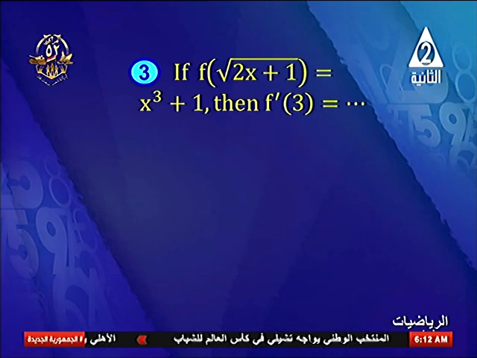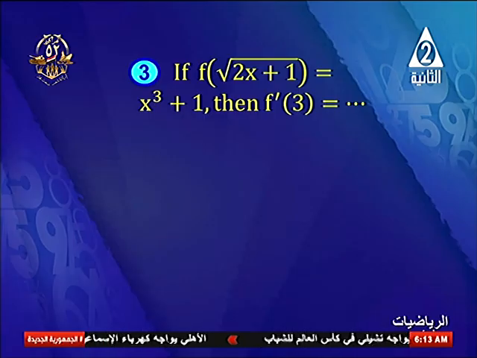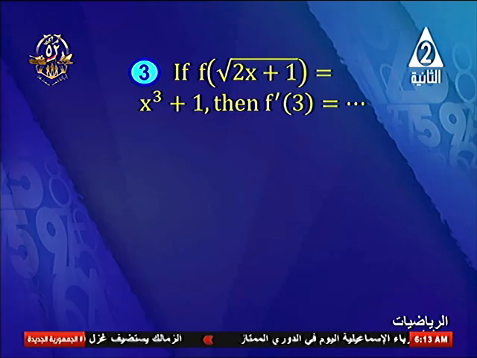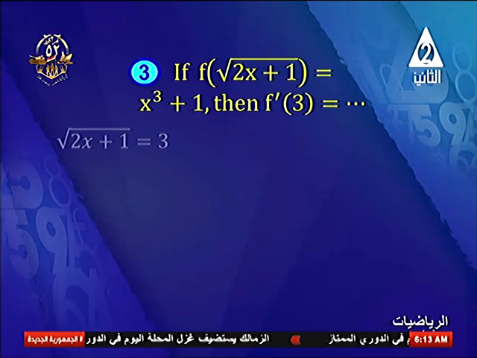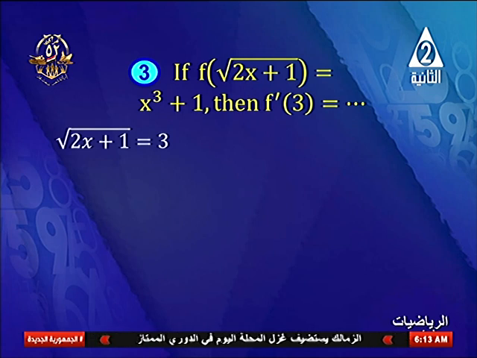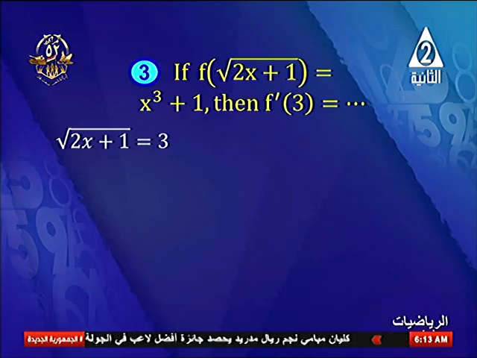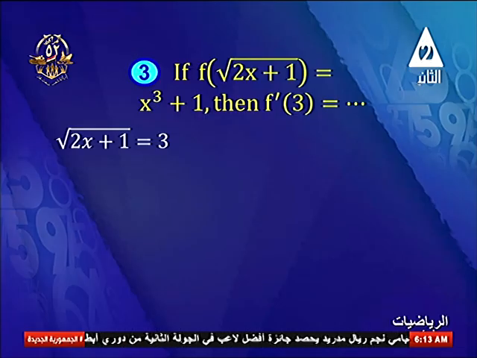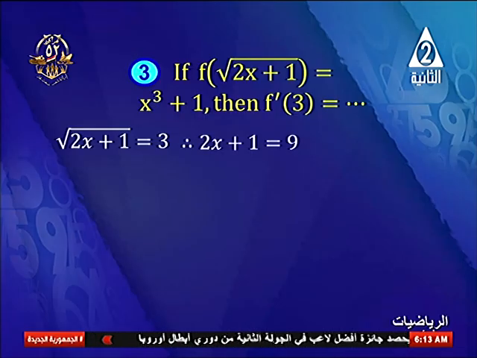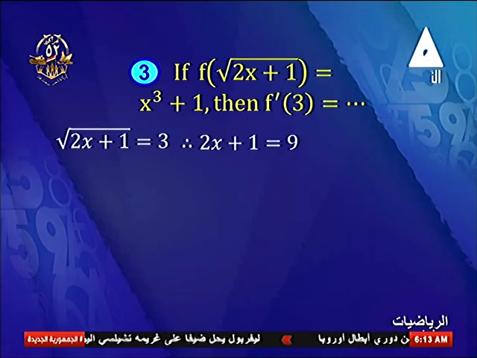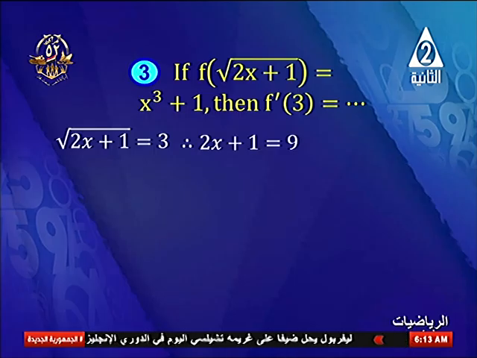Look at the first: f of square root 2x plus 1 equals x power 3 plus 1. Then the square root 2x plus 1 equals 3. What is the root which equals 3? Square root 9. Therefore, 2x plus 1 equals 9. In this case, 2x equals 8. Dividing by 2, x equals 4.